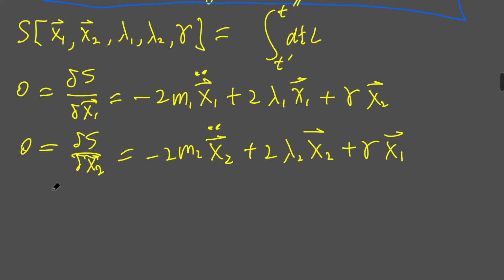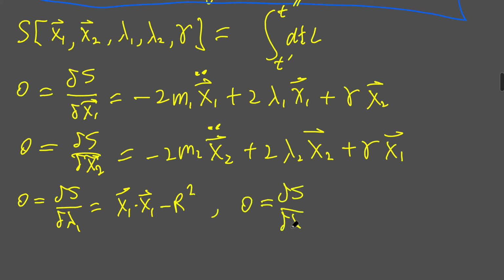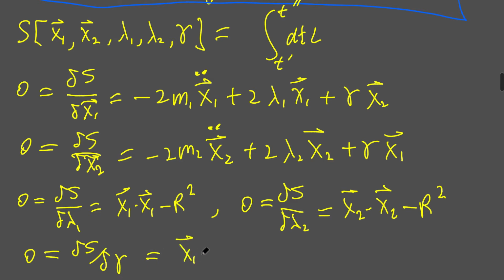And now we extremize the action with respect to the Lagrange multipliers. So delta S by delta lambda 1 is x1 vector dot x1 vector minus r squared. We also have delta S by delta lambda 2 equals x2 vector dot x2 vector minus r squared. And finally, delta S by delta gamma is x1 vector dot x2 vector. So these are our equations of motion.